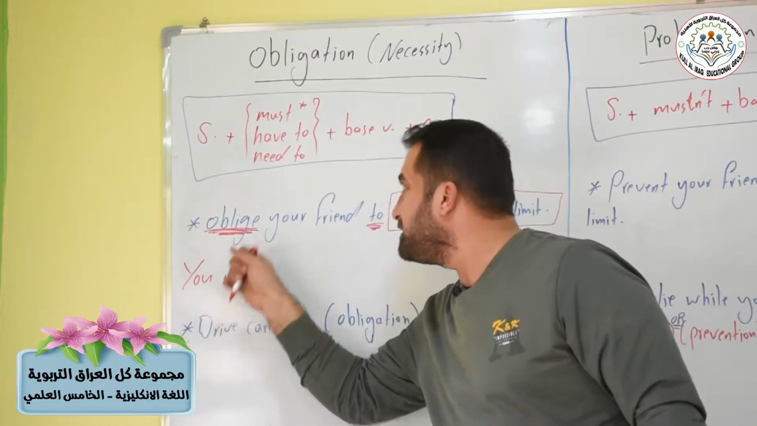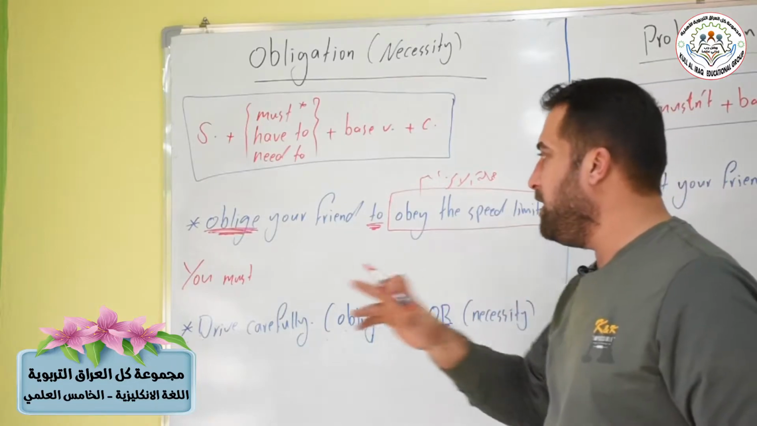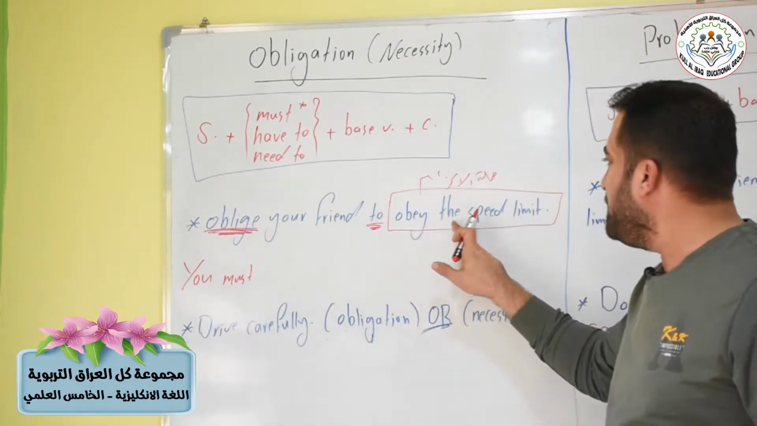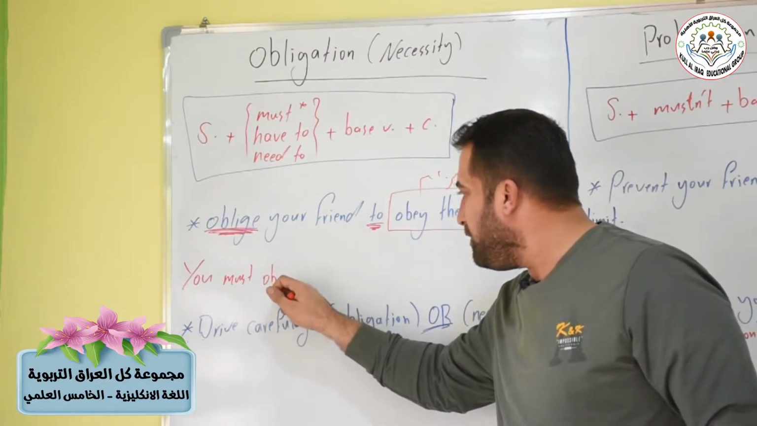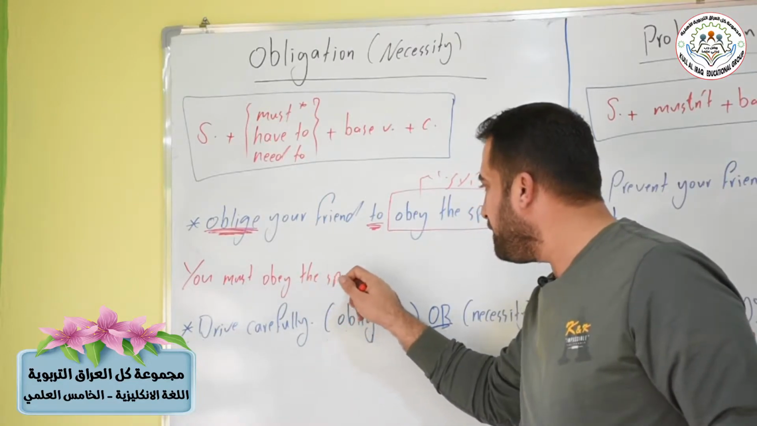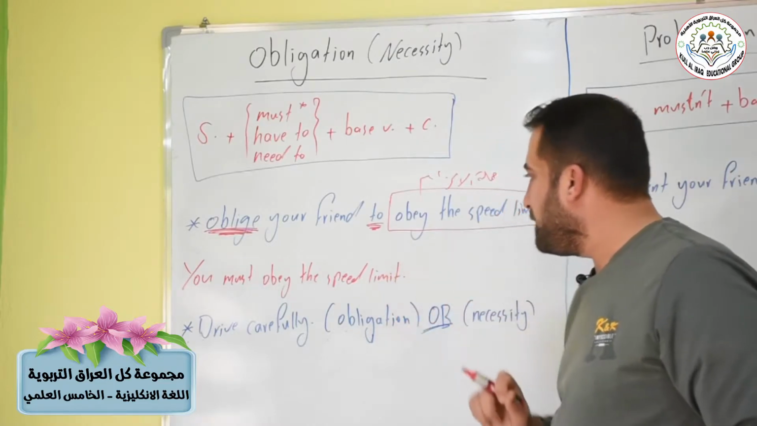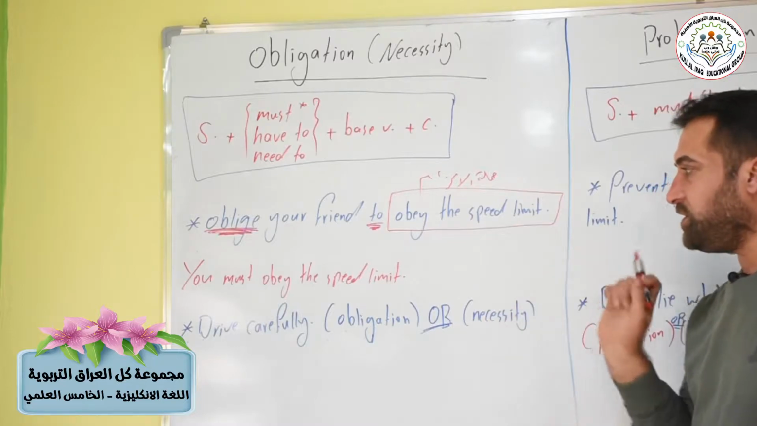Okay, you must or have to or need to. I chose must. You must obey the speed limit. تنزل جملة الإلزام كما هي. Obey the speed limit. Okay, that's all. ذلك كل شيء.